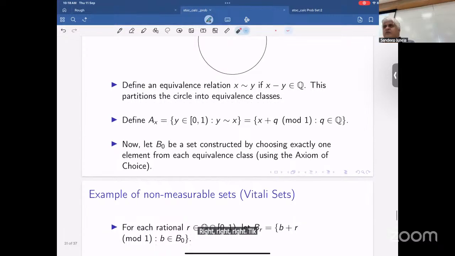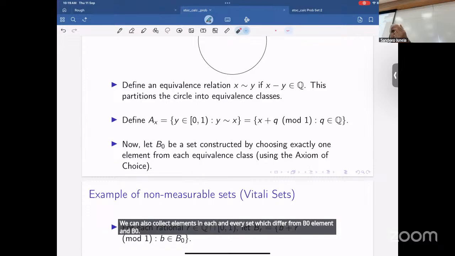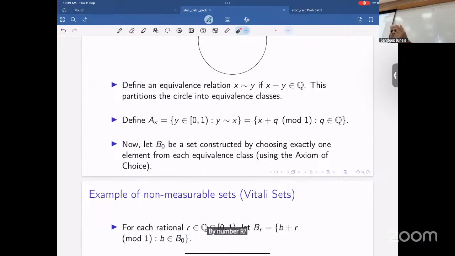Okay, so now we constructed the set B0, where we took one element from each of these sets. Once we got B0, we can also collect elements in each and every set which differ from the element in B0 by a number R, any rational number R. So we can construct BR. BR has exactly the same number of points as B0, right? For every R.